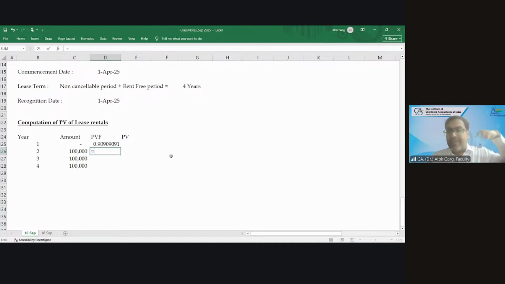What is the present value factor at the end of the second year? Sitting on today, what is the present value today for the rent which I am going to pay after 2 years? Yes or no? This is the second year end payment. 1 divided by 1.1 to the power 2. Divide by 1.1, divide by 1.1.